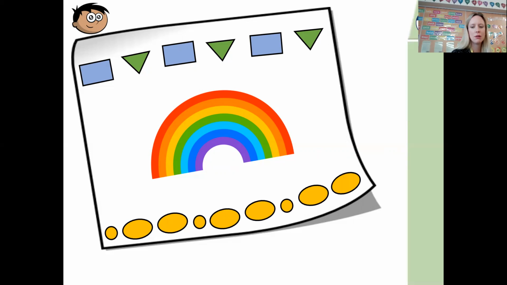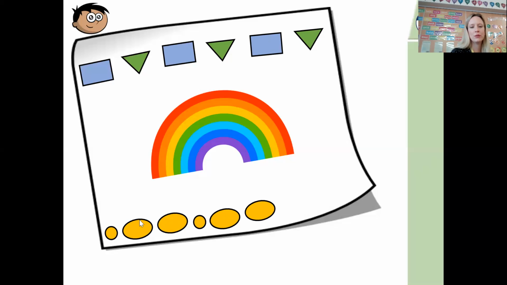What a lovely pattern, Amir. Should we say the pattern out loud, everybody, so we can work out what's going to come at the end? This isn't an AB pattern anymore. We're just two bits. There's another element to it. Okay, let's say it together.